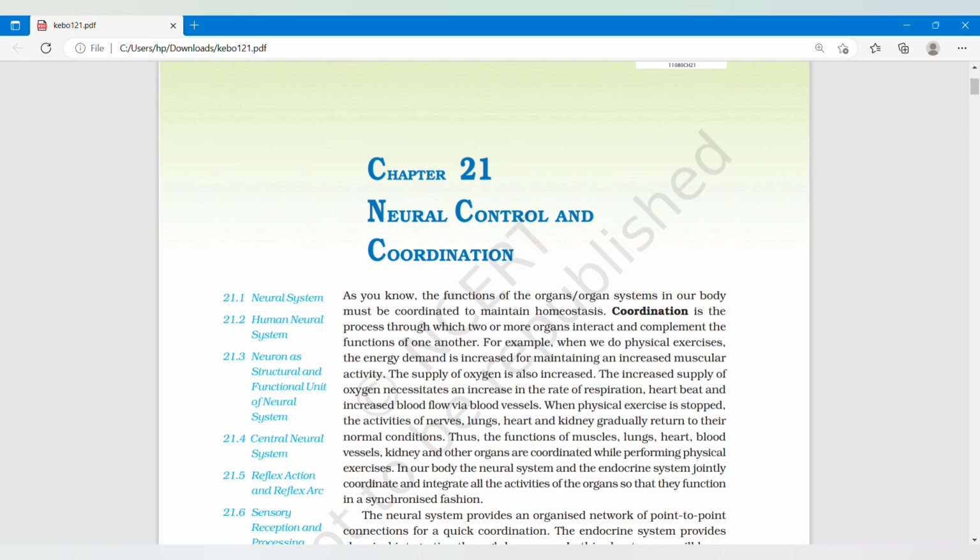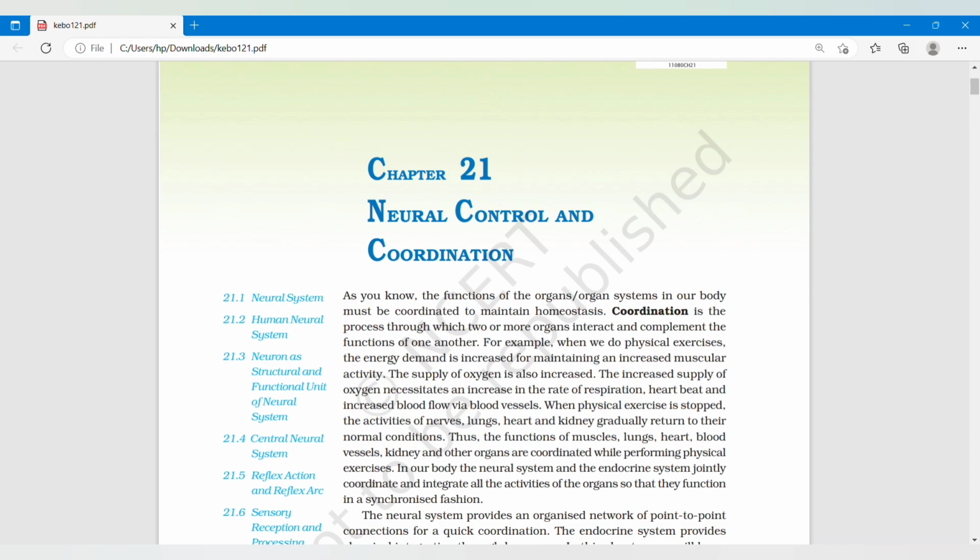As you know, the function of organs and organ systems in our body must be coordinated to maintain homeostasis. Coordination is the process through which two or more organs interact and complement the function of one another. For example, when we do physical exercise, the energy demand is increased for maintaining an increased muscular activity. The supply of oxygen is also increased.